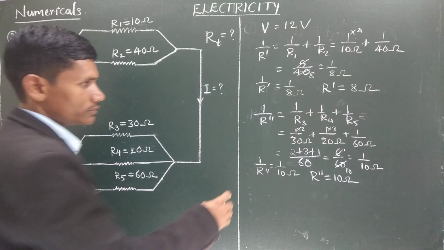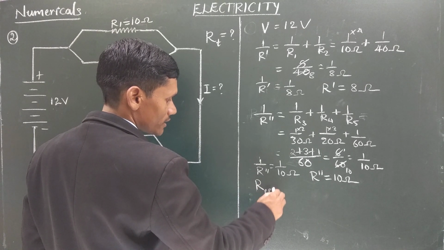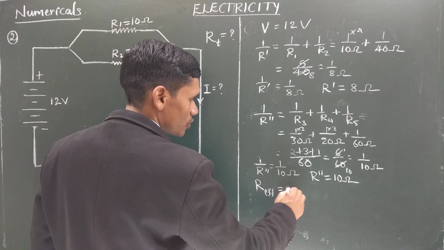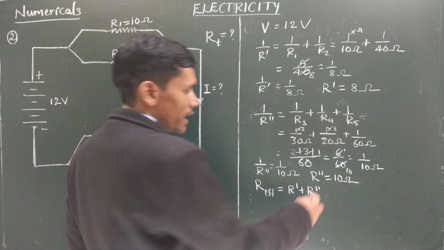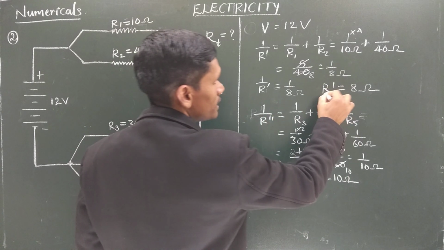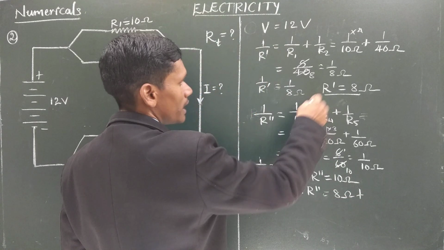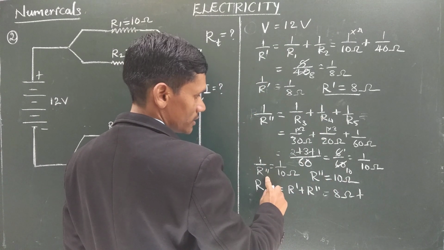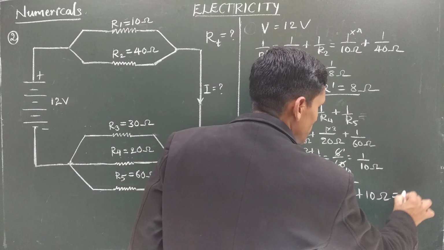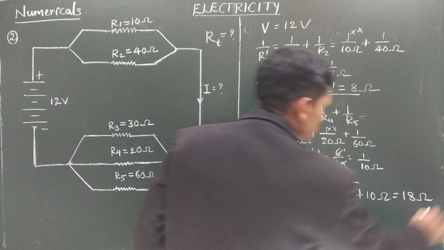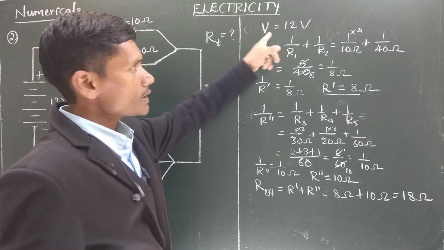Okay. Now effective resistance, if you want that effective resistance, let us write like this. Effective resistance is equal to R dash plus R double dash, right? R dash is how much? We already calculated, 8 ohm. 8 ohm plus R double dash. R double dash is 10 ohm. It gives us how much value? 18 ohm. Effective resistance in the circuit is 18 ohm.